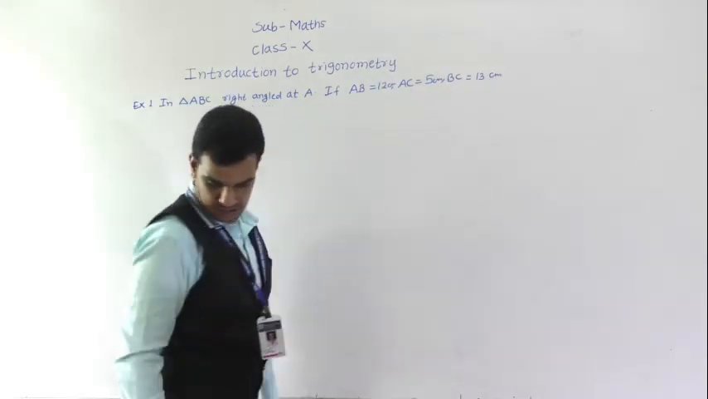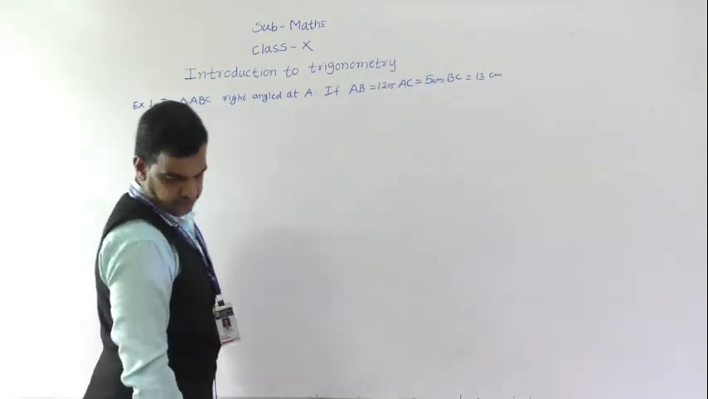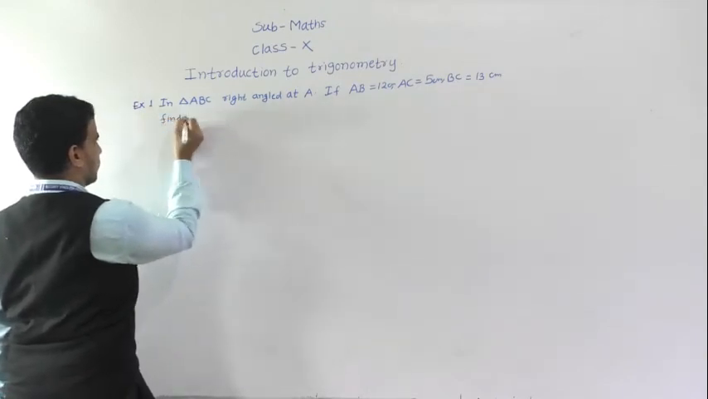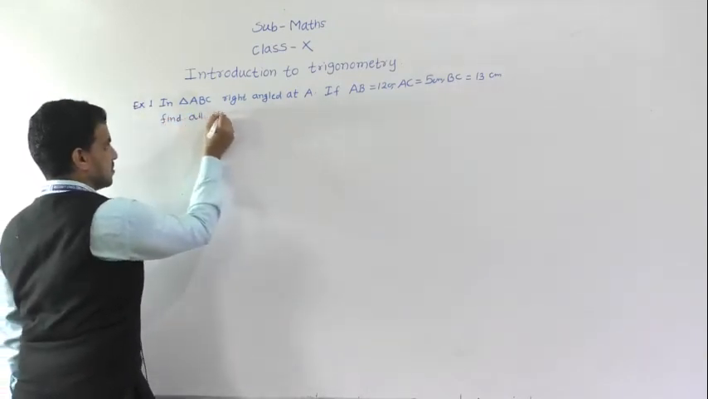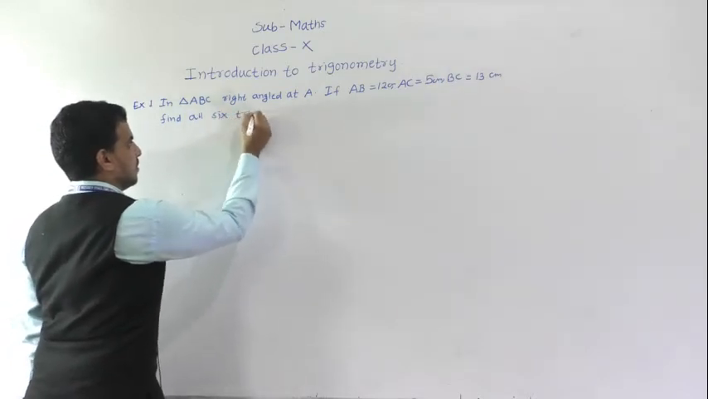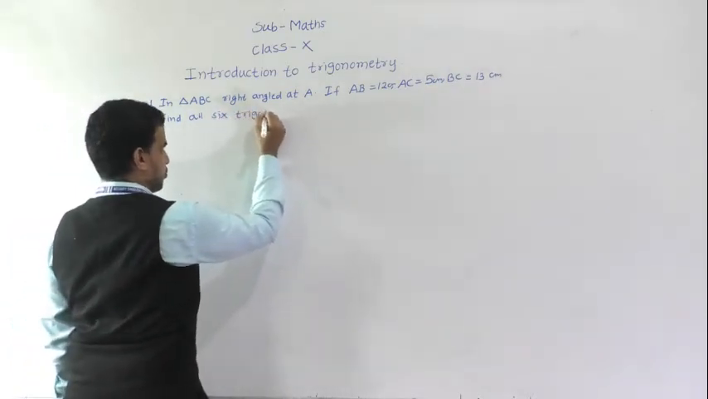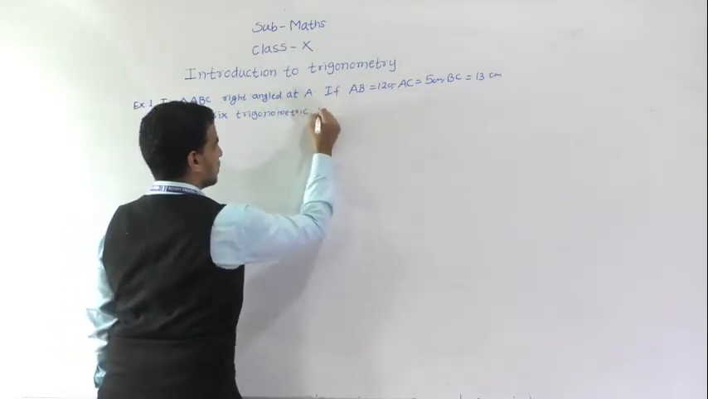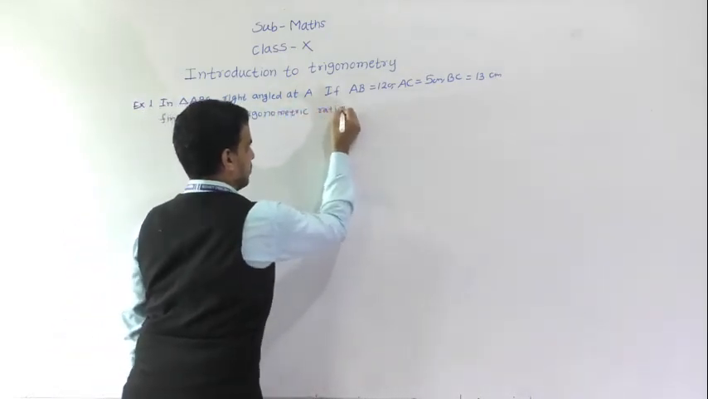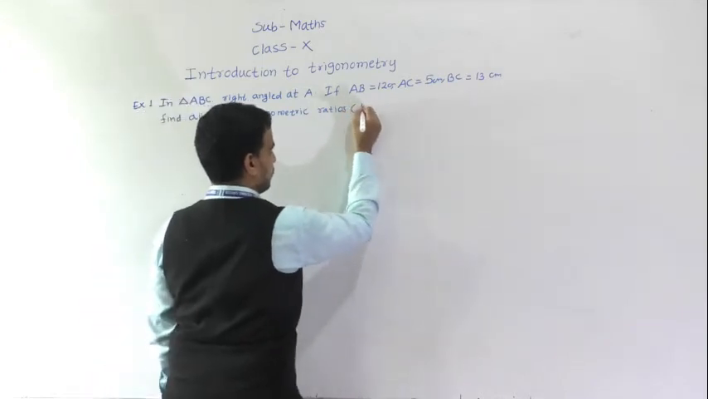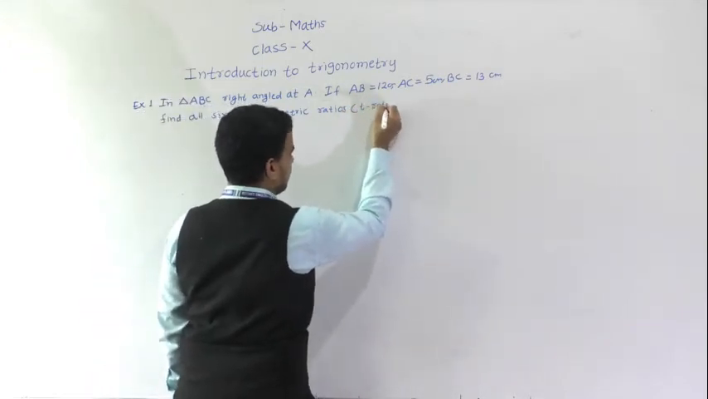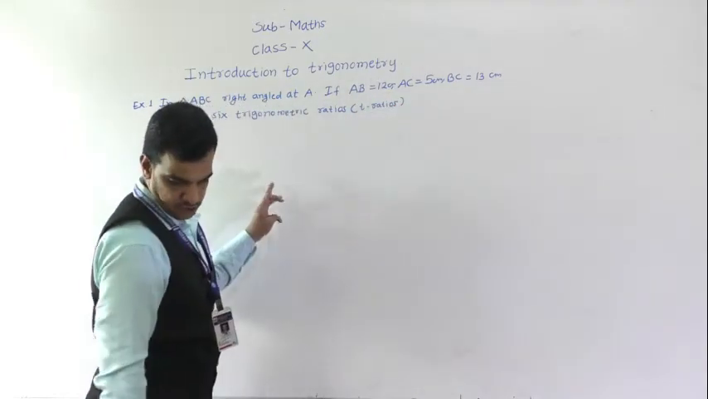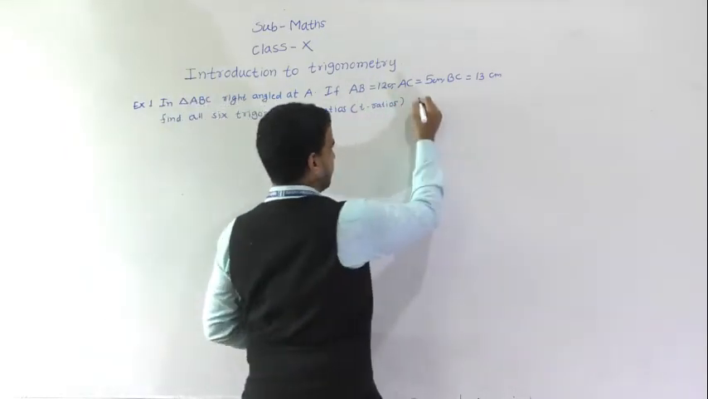Then find all 6 trigonometric ratios. In short we can write T ratios. So from the next example I will write it this way: T ratios, trigonometric ratios of angle B.